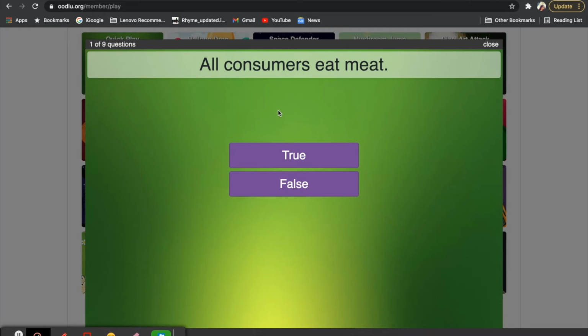Our first question says, all consumers eat meat. Is that true or false? Answer that on Edpuzzle now. If you said false, that is correct. All consumers do not eat meat. There are some herbivores that like to eat plants, and even omnivores that eat both plant and meat. So all consumers eat meat is false.